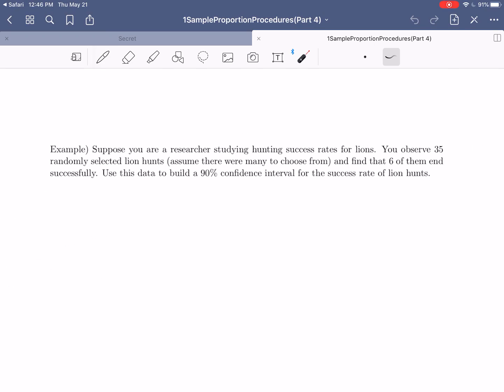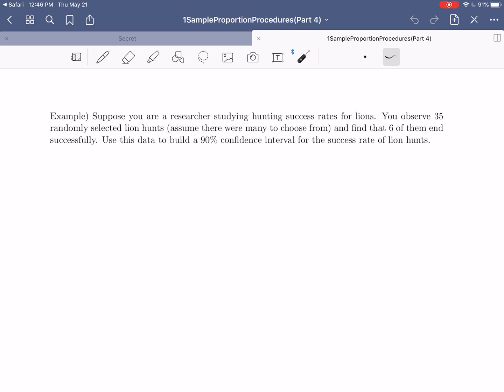Let's suppose that you are a researcher studying the hunting success rate for lions. You're studying when lions go out to hunt, what percentage of the time they are actually successful in that hunt. So you observe 35 randomly selected lion hunts. We're going to assume that there were many to choose from. And you find that during 6 of those 35, they end successfully. We're going to use this data to build a 90% confidence interval for the success rate of lion hunts.